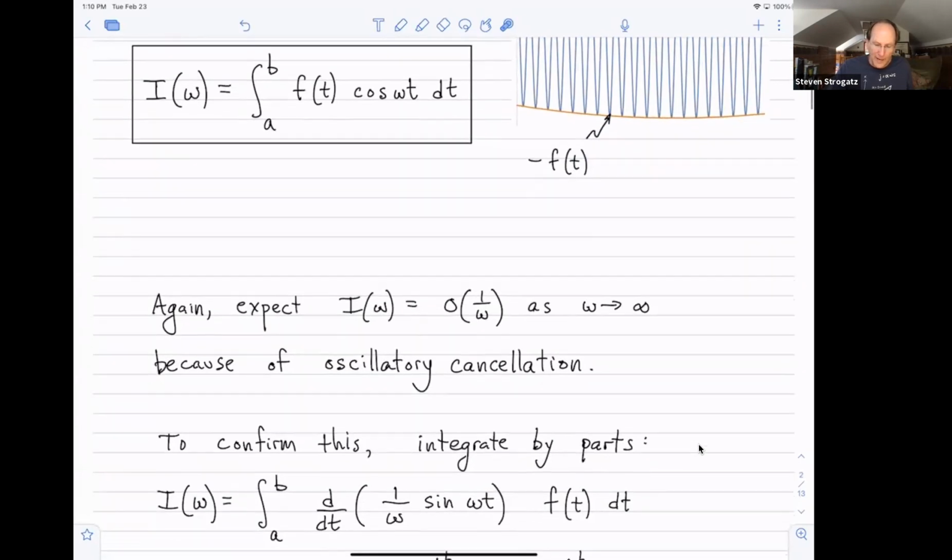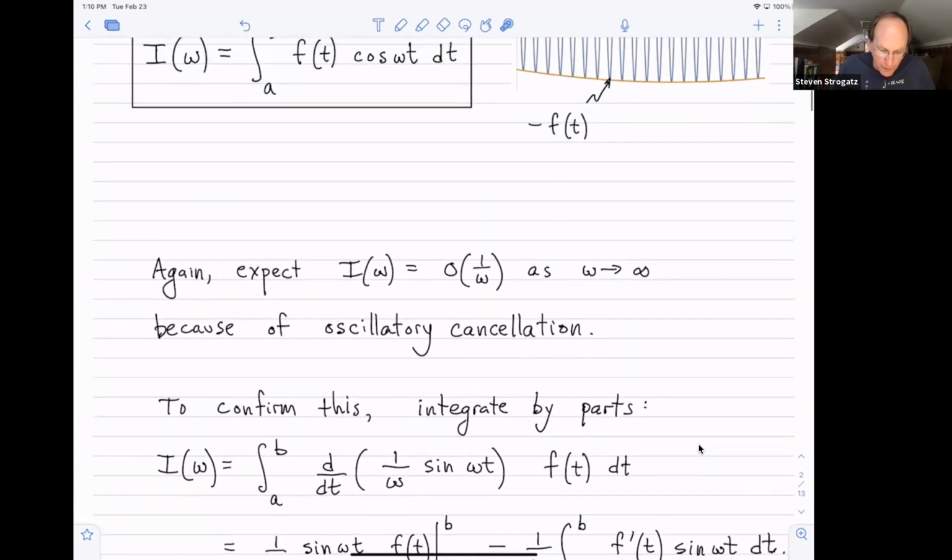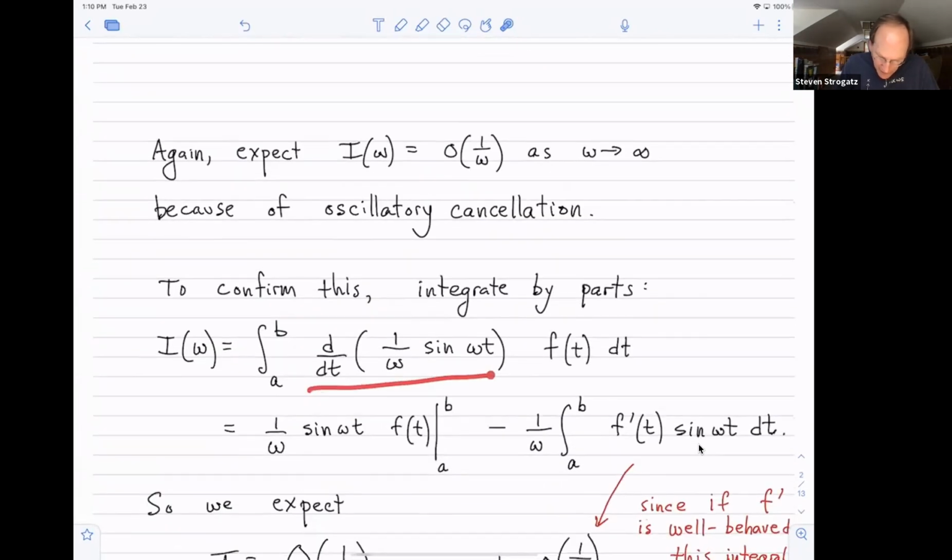So we could confirm that by bringing integration by parts out of the tool shed. We discussed it a couple lectures ago, but remember the idea that since we're dealing with f of t cosine omega t, if we want to integrate by parts, let's write cosine omega t as d dt of 1 over omega sine omega t. So with that trick, now we're all set up for integration by parts.